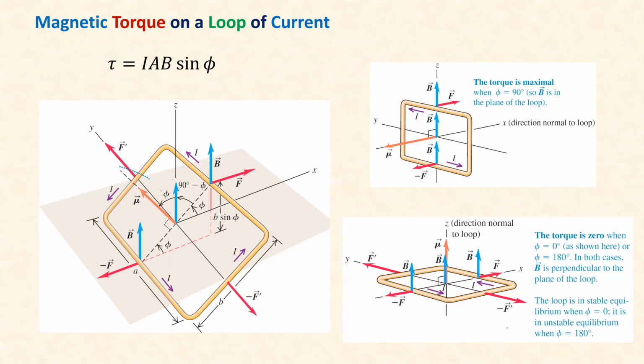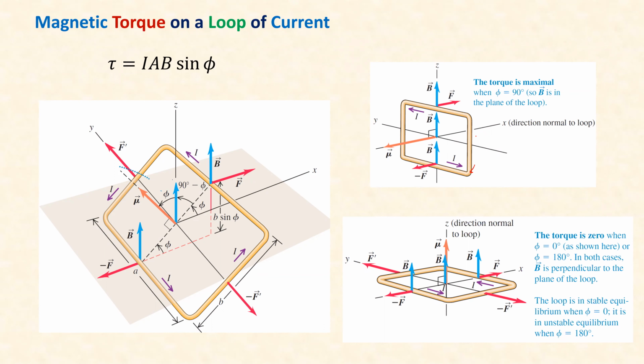And then in this case, when mu and B are in the same direction, sine of phi is 0 and the torque becomes 0. All right. So basically, if you have a loop of current like this, we say it has a magnetic moment like that, and the magnetic field wants to align the magnetic moment to its own direction, right? So in this case, the torque will be in this direction.